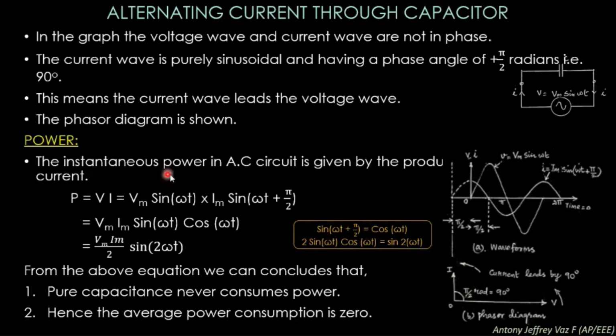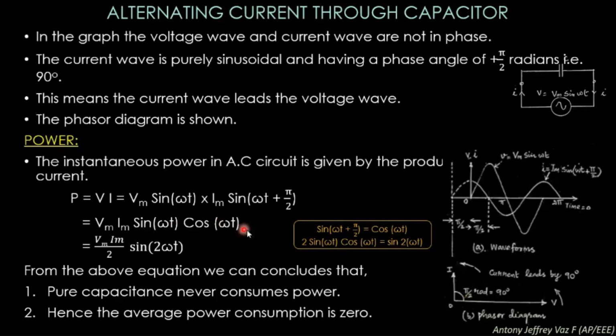The instantaneous power in an AC circuit is given by the product of voltage and current. Here P is equal to V into I, where V is Vm sin omega t, and I is Im sin(omega t plus 90 degree). Here we are going to substitute the formulas. Sin(omega t plus 90 degree) is equal to cos omega t, so you can substitute it directly: Vm Im sin omega t, and the term sin(omega t plus 90 degree) is converted into cos omega t.